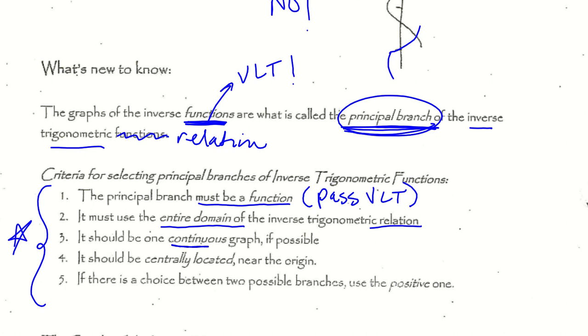It should be continuous if possible, and it should be centrally located, and by that we mean as close to 0 as we can get. And if there are 2 choices that are equal in each of these 4 previous criteria, except that one is positive and one is negative, then we're going to choose the positive branch, the one that is above the x-axis rather than the one that's below.